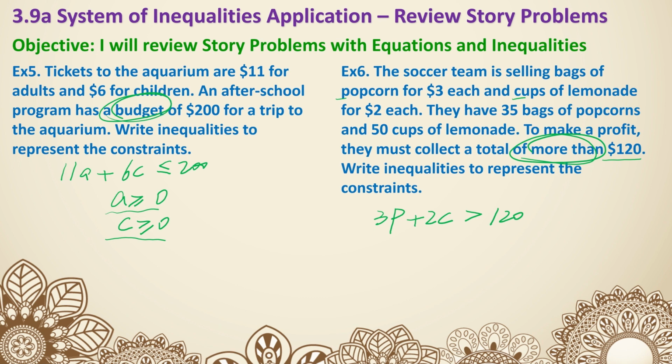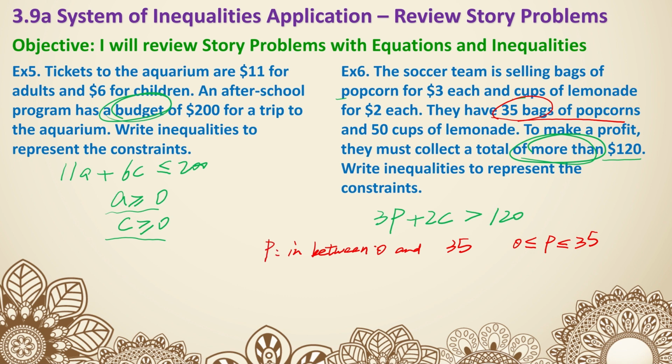And then, the popcorn we have to sell at least, we can't sell negative amount of popcorn. We're not getting any back, so it has to be greater than or equal to 0, but there's also other constraints. The question said 35 bags of popcorn. So there's no way you can sell like 36 bags of popcorn. So the popcorn has to be in between 0 and 35. So 0 is less than or equal to P, which is less than or equal to 35. That's how we actually write the inequality.